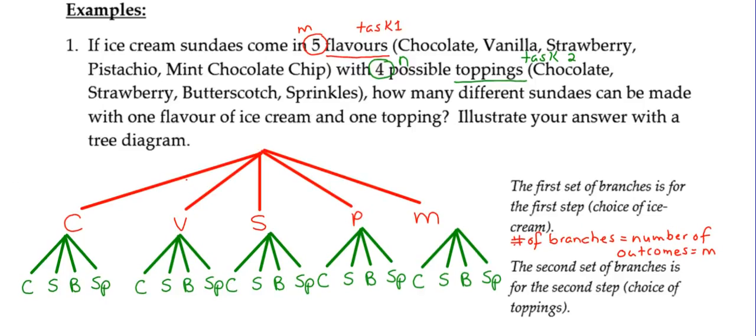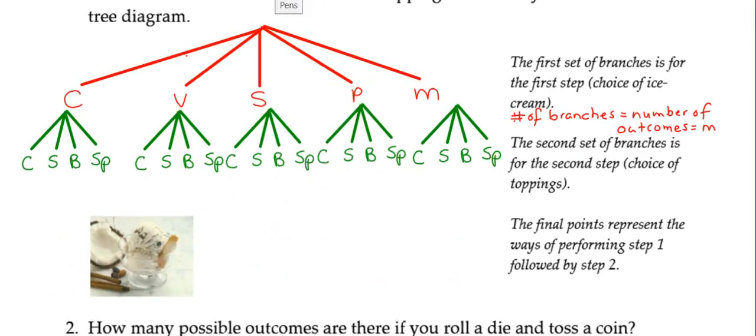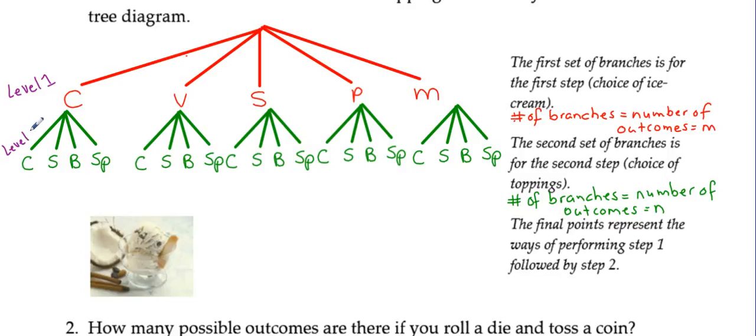And that's your tree diagram. So once again, for the second task, the number of branches is equal to the number of outcomes. And when drawing the tree diagrams, you have level 1, and you have level 2, and these levels represent the tasks. So if you have 3 tasks, you will have 3 levels of branches.